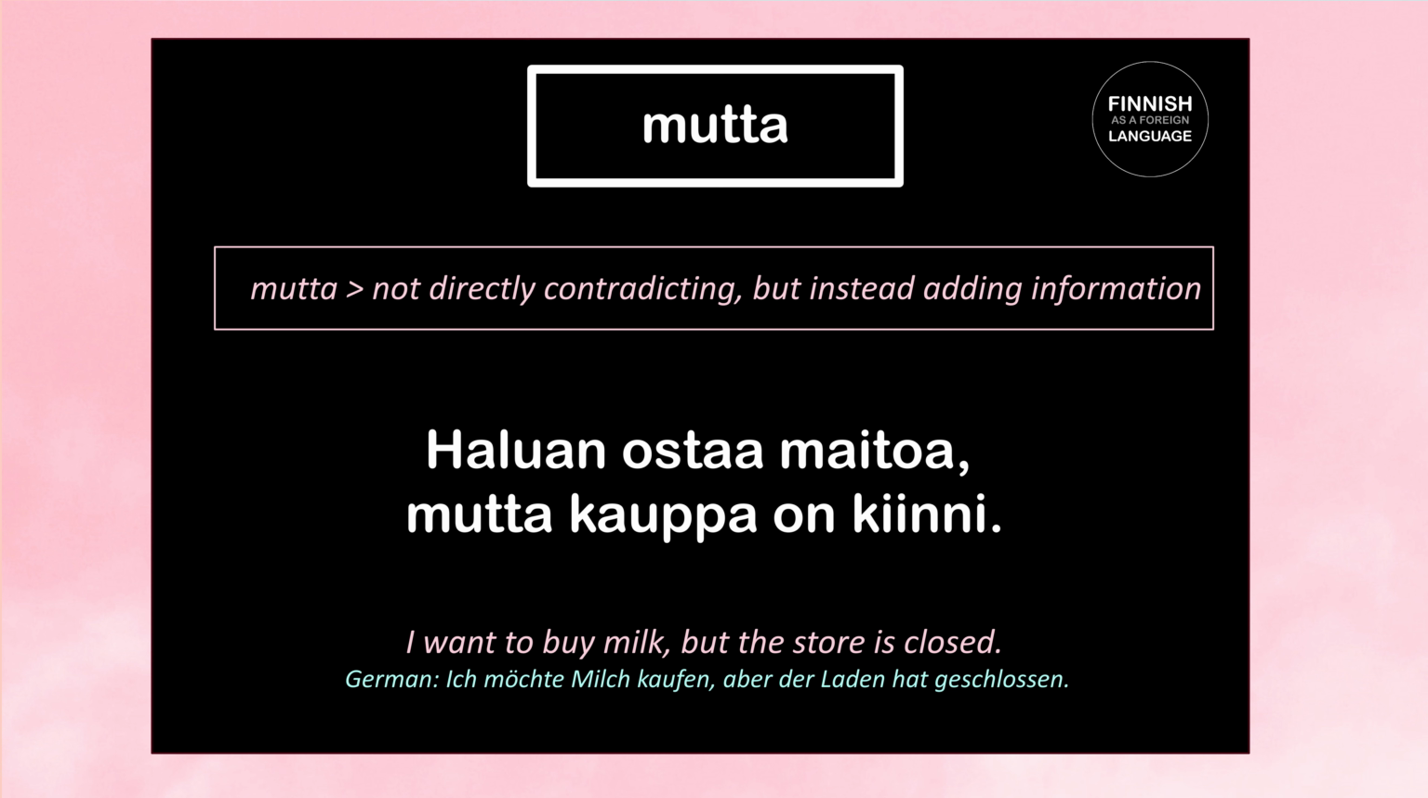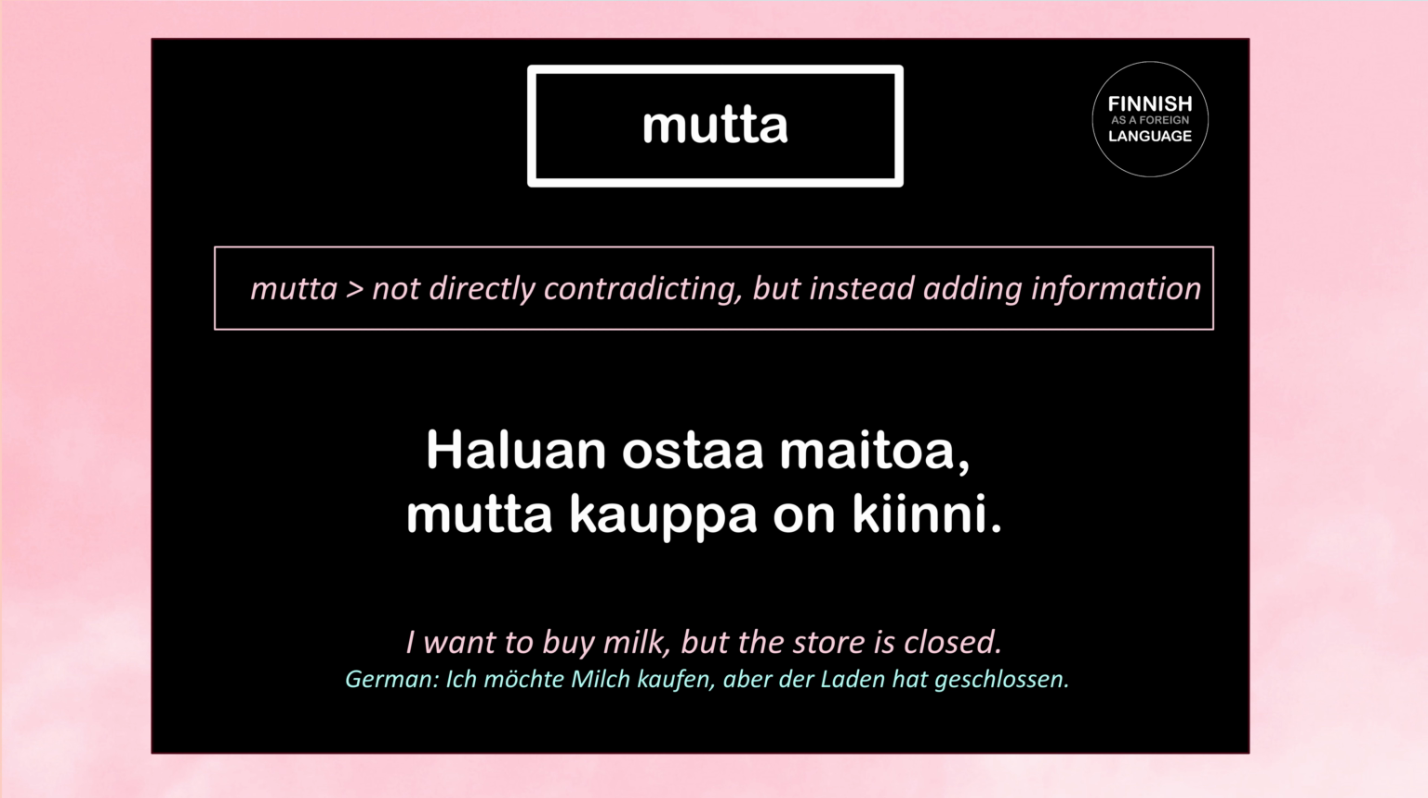So the two statements here, one is haluan ostaa maitoa, I want to buy milk, and the second one is kauppa on kiinni, the store is closed, do not stand here in a direct opposition. It's more like that the second part gives us an additional information, which is here that the shop is being closed. So the meaning of the sentence is that I want to buy milk, but I can't because the store is closed. So again, the two statements here in this sentence do not stand in a direct opposition to each other, but the second part, which is the shop being closed, shares some additional information.